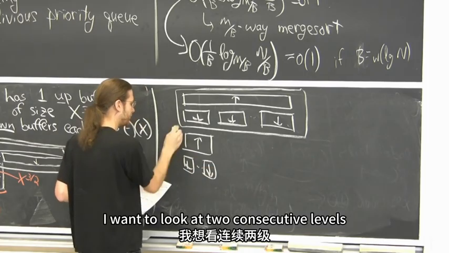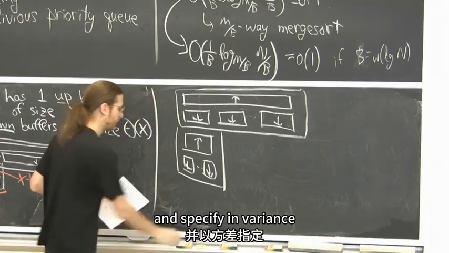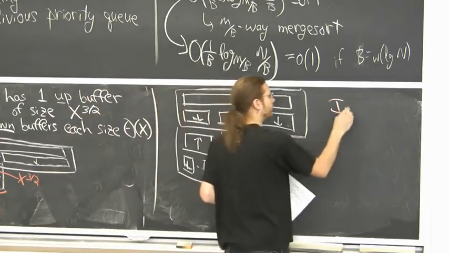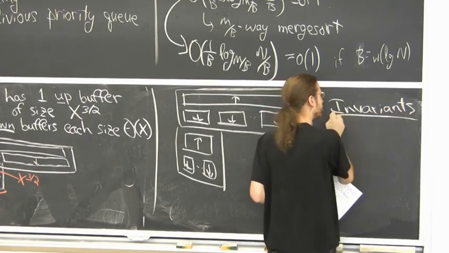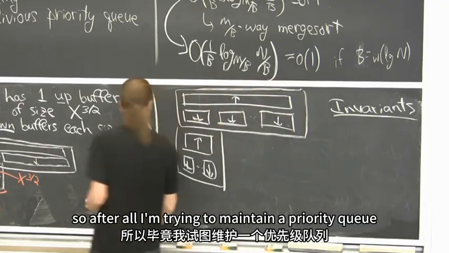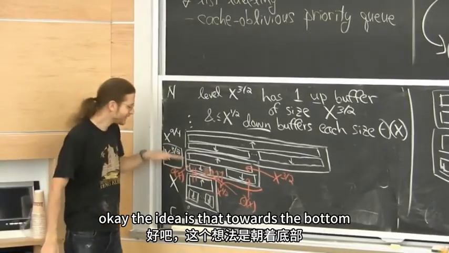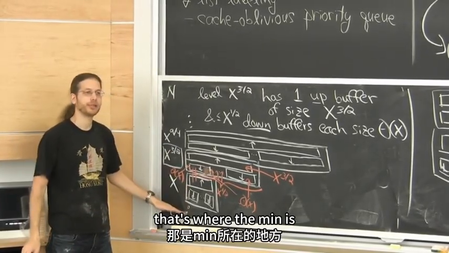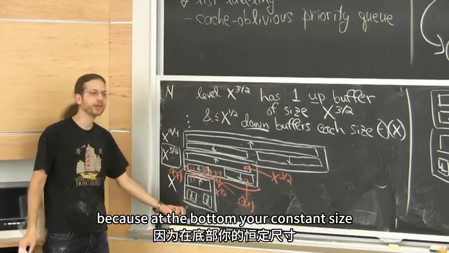I want to look at two consecutive levels and specify the invariants. After all, I'm trying to maintain a priority queue. What the heck is this thing? Okay, the idea is that towards the bottom, that's where the min is. That would seem good, because at the bottom, you're constant size.